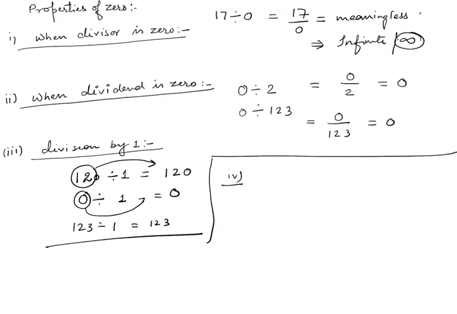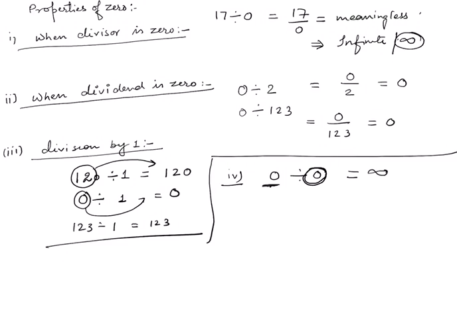Next property, when 0 is divided by 0, what will happen? Of course, the answer will be meaningless or infinite. I have already explained this. Whenever your divisor is 0, whatever is on this side, whether it is 0 or non-zero, it doesn't matter. Whenever your divisor is 0, the answer will always be infinite.